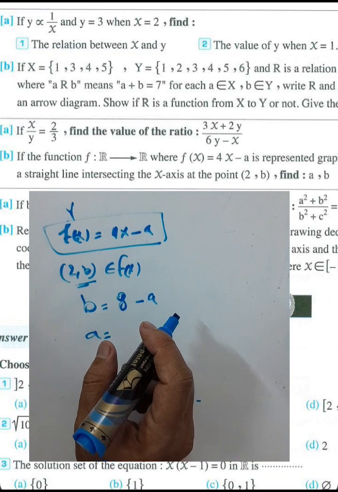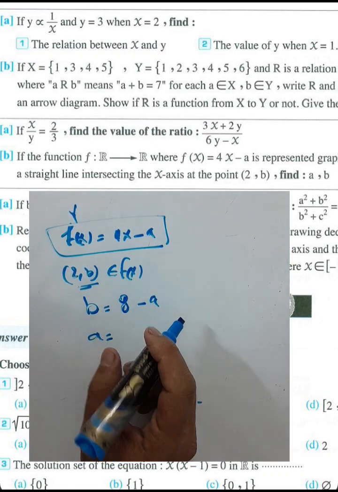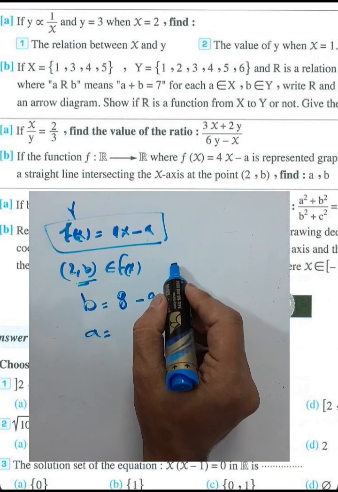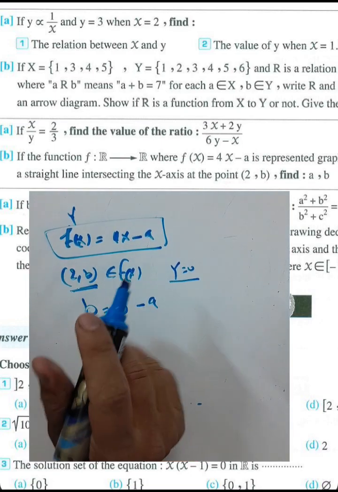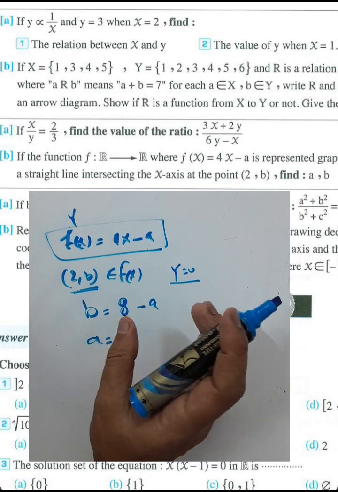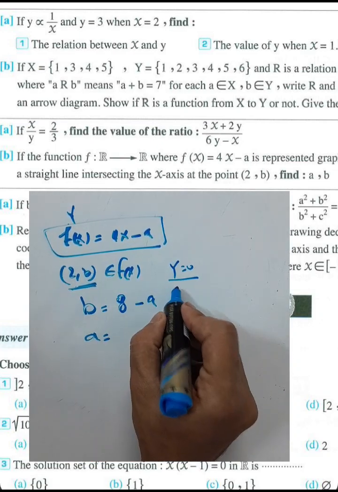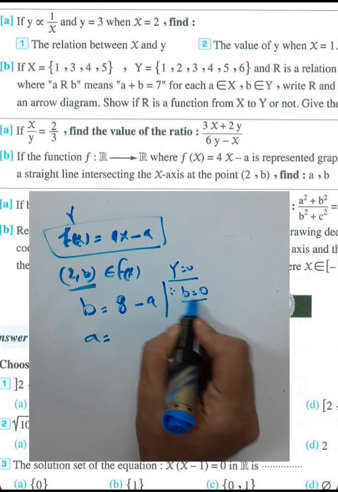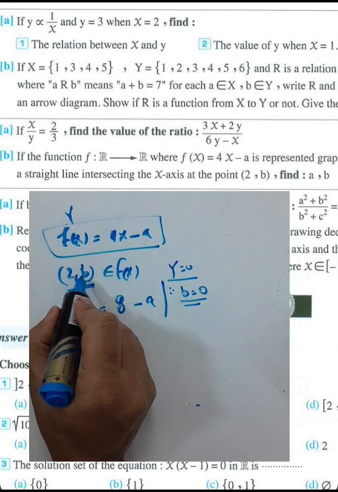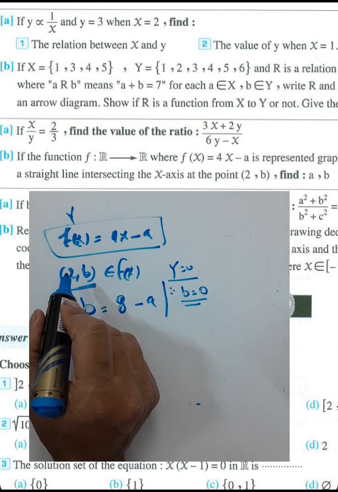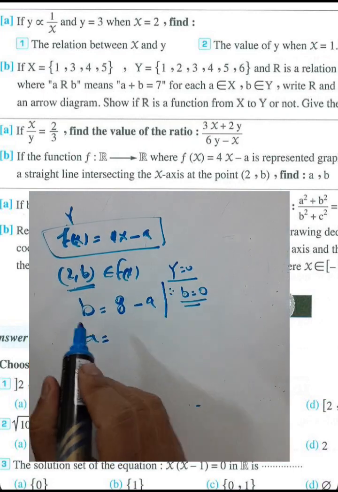Read with me here: the straight line intersects the x-axis. That means at the intersection with the x-axis, y equals 0. This point (2, b) is intersecting the x-axis, so y equals 0. Then b here will be equal 0. Why? Because this straight line cuts the x-axis at this point (2, b). This point lies on the x-axis.